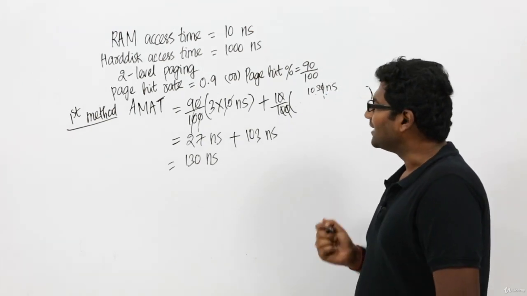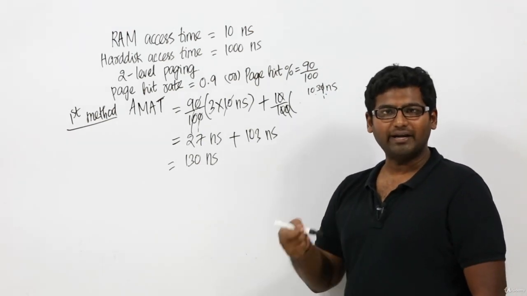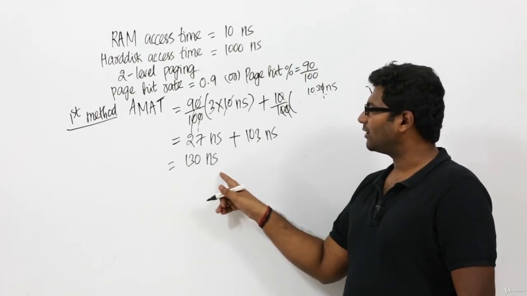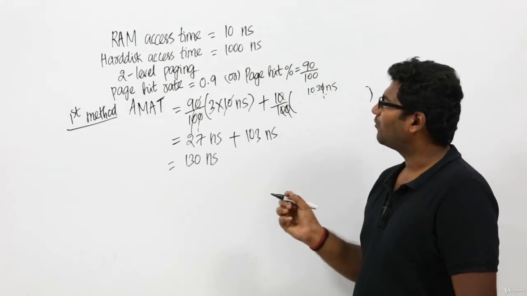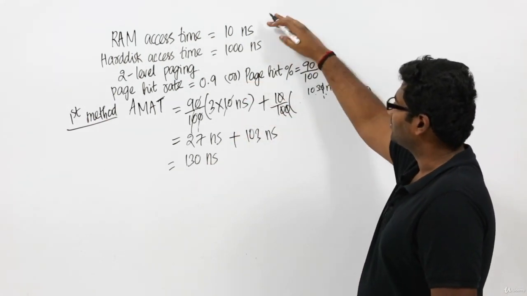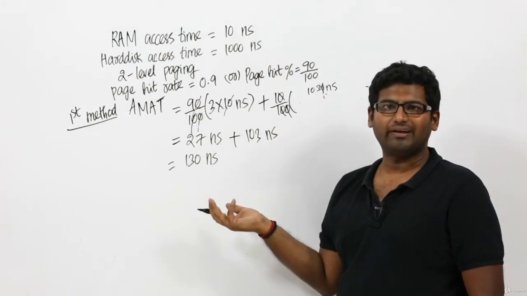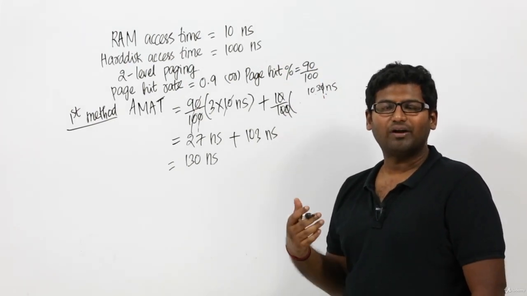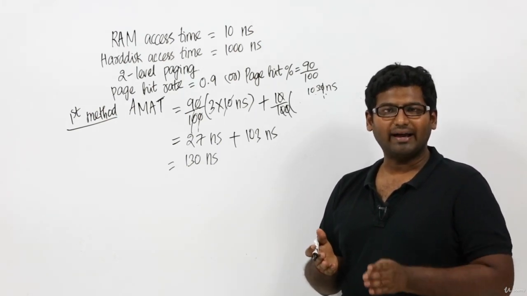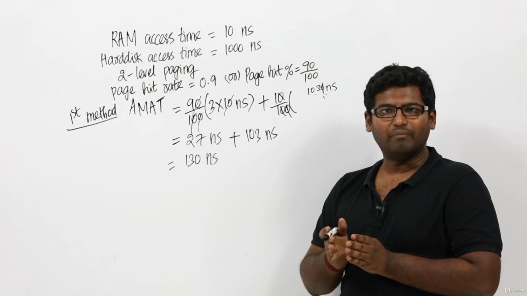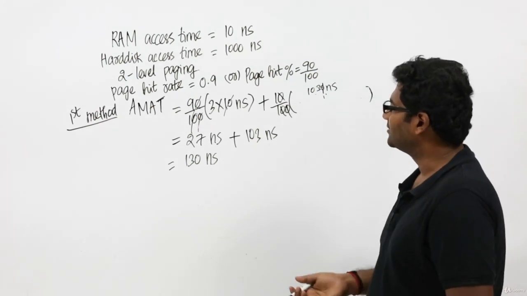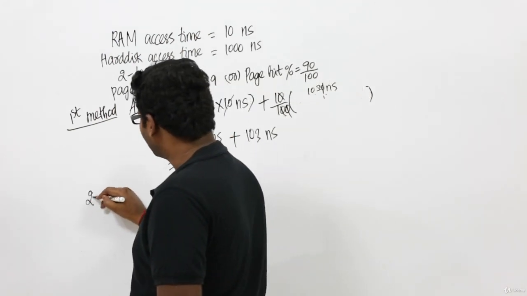What does it mean? In case I want to access a byte in our computer, on average it is going to take 130 nanoseconds, right? See, one thing you can understand is that our average will always fall between both these values, RAM and hard disk. It is very clear, right? It is just like the average marks of a student in a classroom will fall between the highest mark scorer and the lowest mark scorer, right? It will fall between both. So now let's solve using the second method.